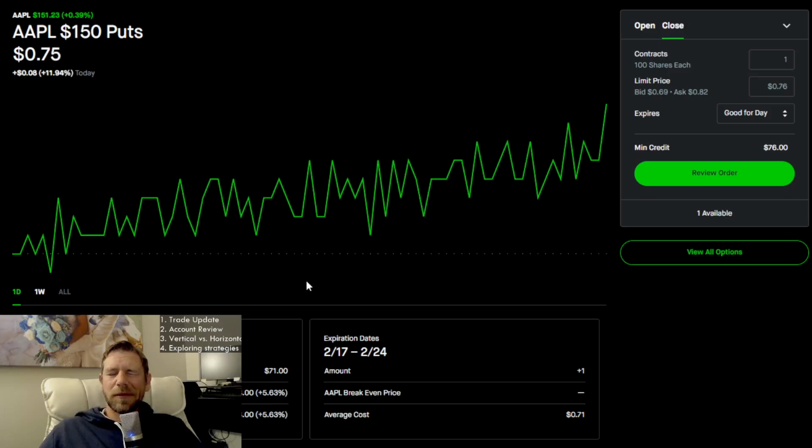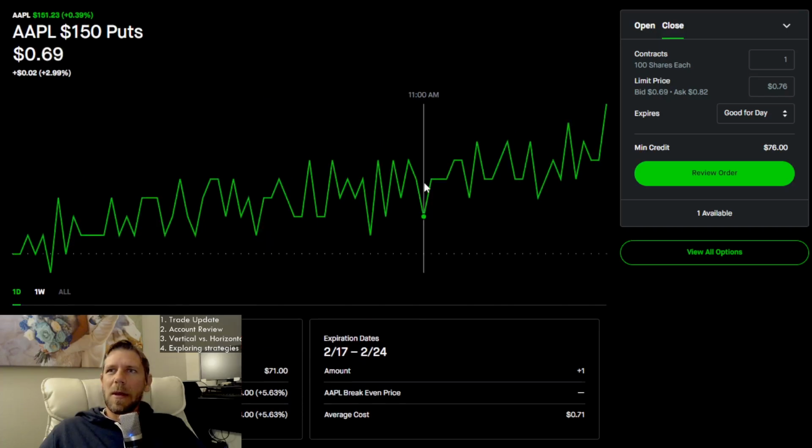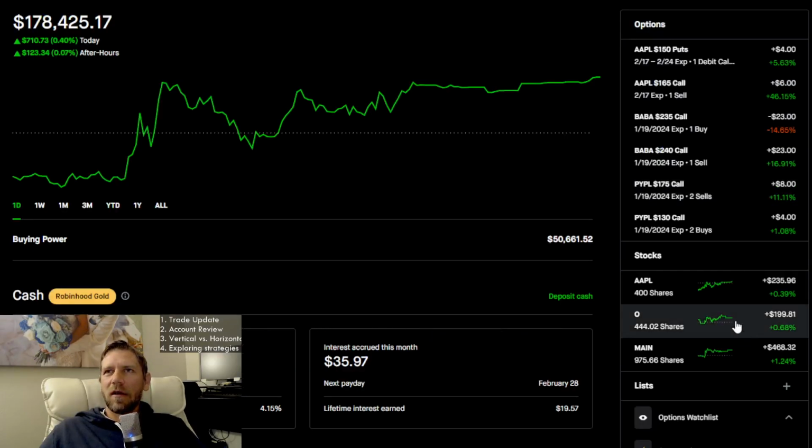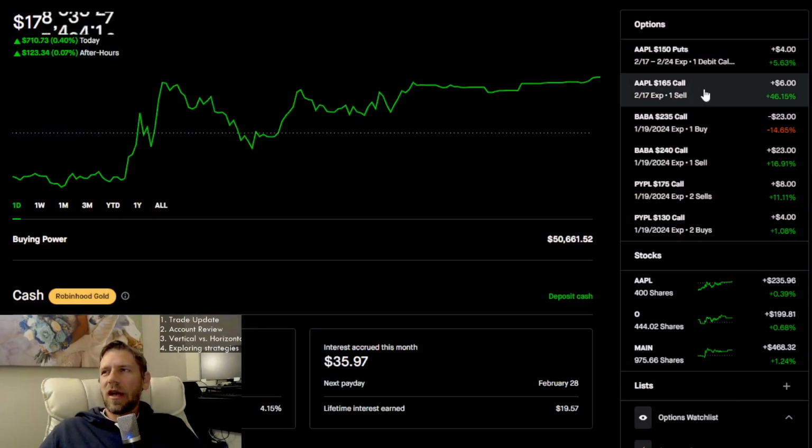So far, I'm sitting at $4 up, so 5.63% up. And we'll see what happens next week. If the price of Apple moves significantly lower or higher, I will probably enter another calendar spread at the current mark price with the same strike price expiring at the end of the week. But we'll see what happens. So next, we're going to do account review. So that's the only trade I have on right now. Other than that, I have that Apple call that I've sold at 165 strike price.